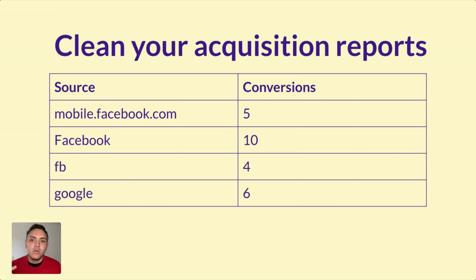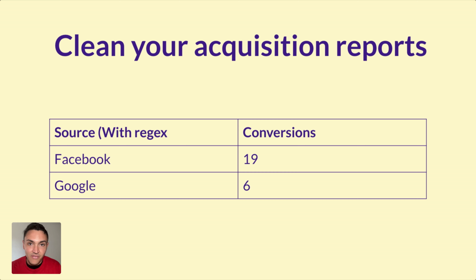Now, this is how the table looks. I have some conversions from mobile.facebook.com, some from Facebook, and some from FB, and 6 from Google. But actually, Facebook is more representative, and the data is not clean. So if I tag all these values as Facebook, then I will notice that Facebook in general actually has 19 conversions versus Google that has 6. That's a use case for regular expressions on Google Looker Studio.